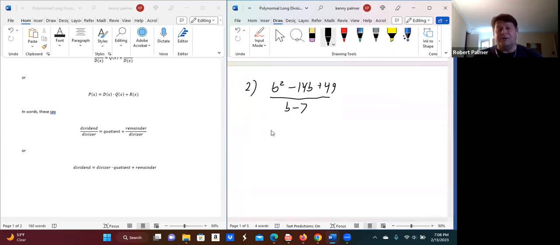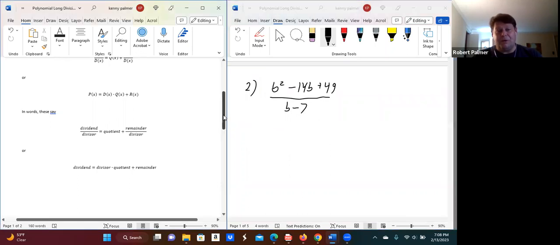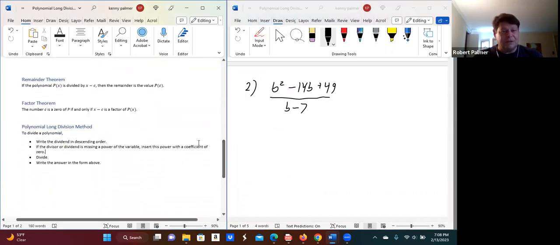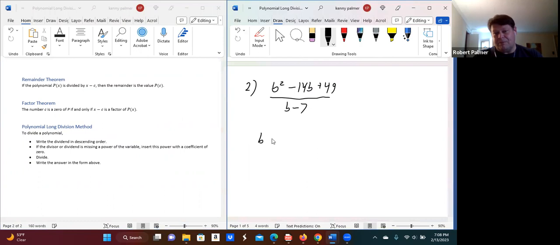Okay, so I set up the same way. Let's actually go down here, look at our process. So write the dividend in descending order. The dividend is this, and actually want both descending order. Remember, descending order is highest power of the variable, the next highest power, then down to the constant, if there is one. So we're going to write the same way. So we're going to have our b minus 7 and divide that into b squared minus 14b plus 49. Okay, write out the same way.